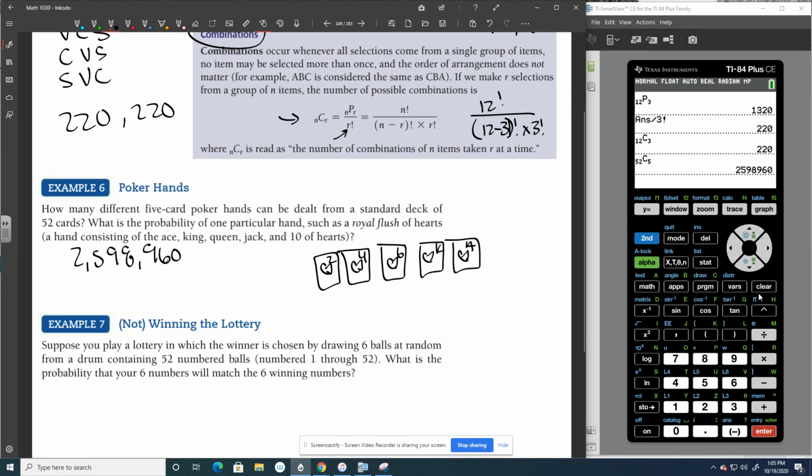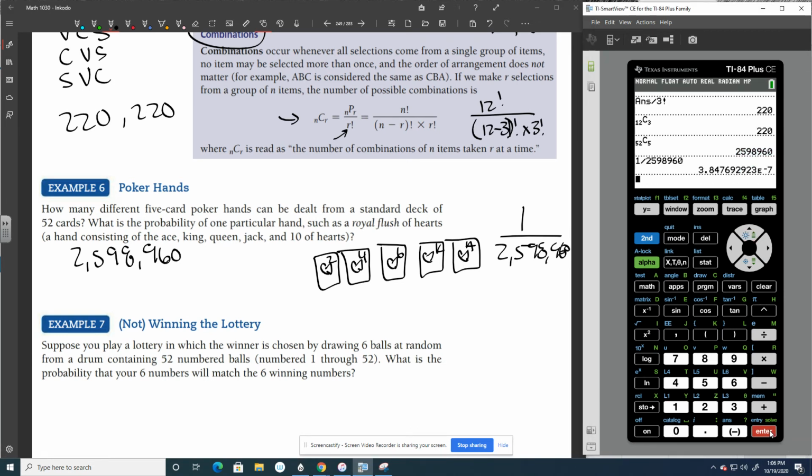Then it says, what's the probability of getting one particular hand, such as a royal flush of hearts? Well, there's only one way to get a royal flush of hearts out of 2,598,960 different possibilities of hands, right? There's one out of that many possibilities. So you could do 1 divided by this. There's your probability, which is going to be a really, really low percentage, okay?